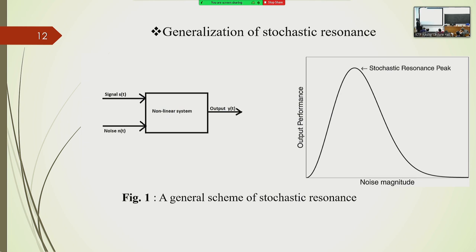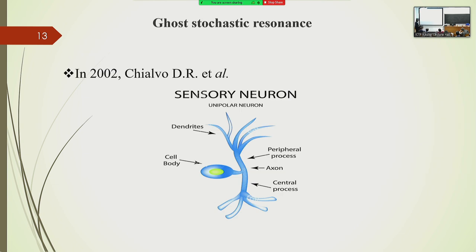However, if the periodic signal at the input of the system is composed of many frequencies, you can have another type of stochastic resonance, namely Gauss stochastic resonance. Gauss stochastic resonance is simply the stochastic resonance which we observe at a frequency which doesn't exist at the input.